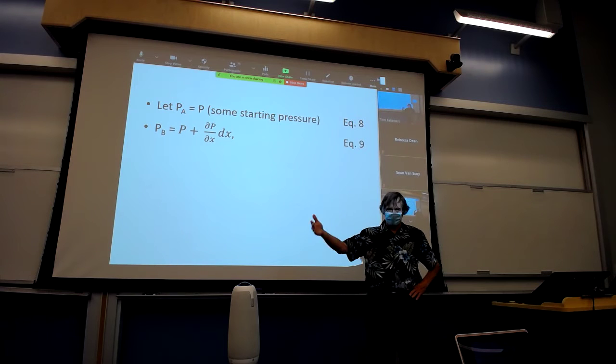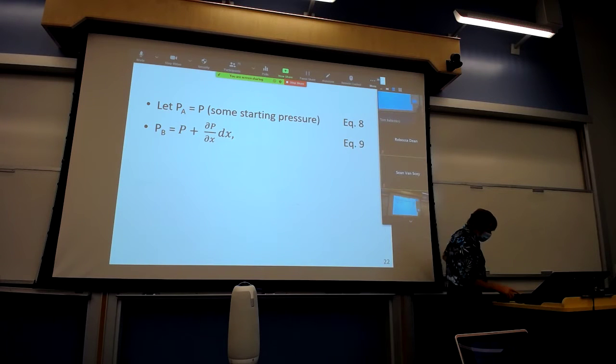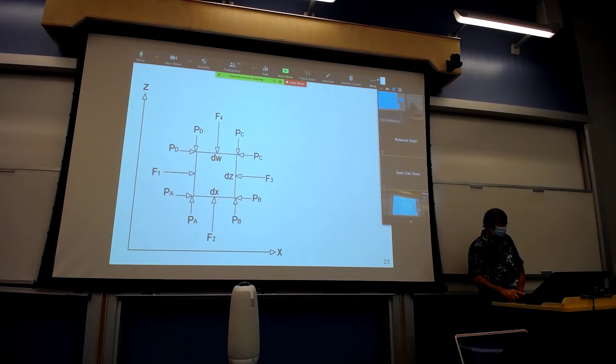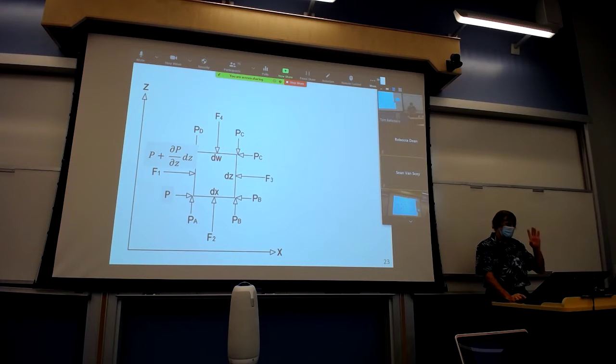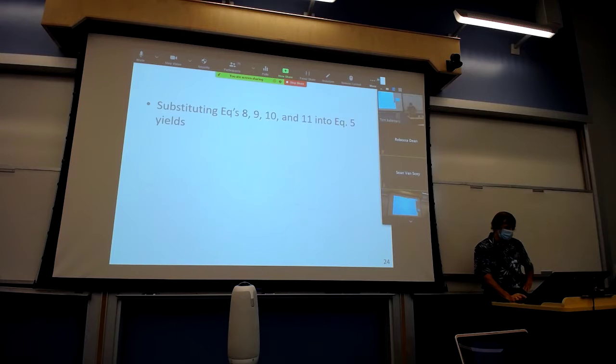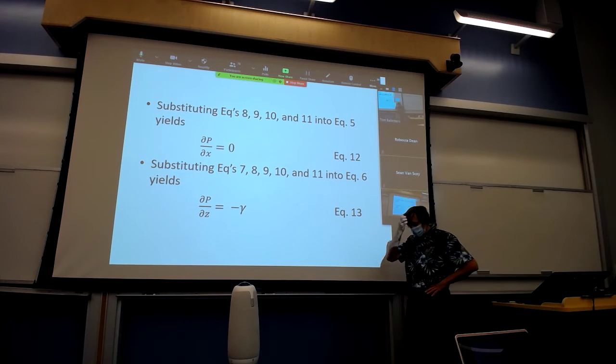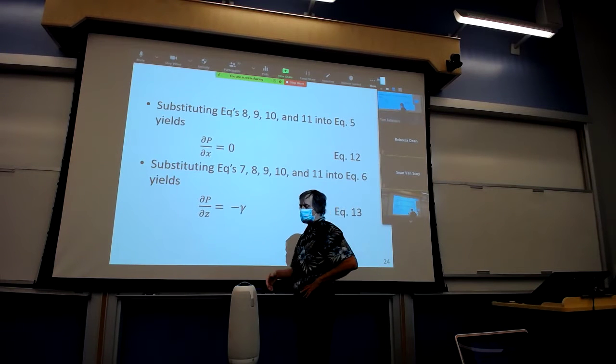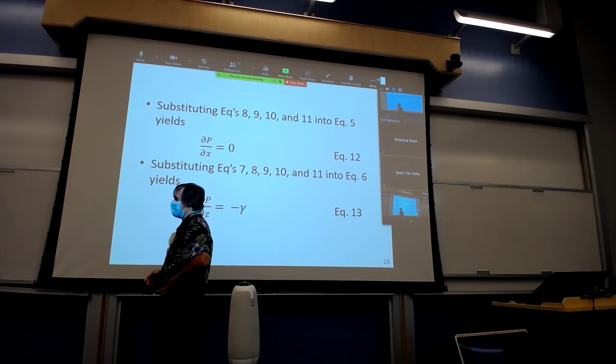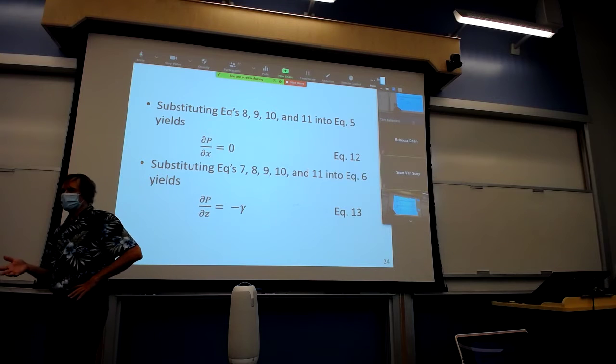There's a temperature gradient. So when we look at that and put everything into this base pressure, capital P, and we substitute into the equations of Newton's first law in the x and the z direction, the first thing we find is dP/dx is 0.